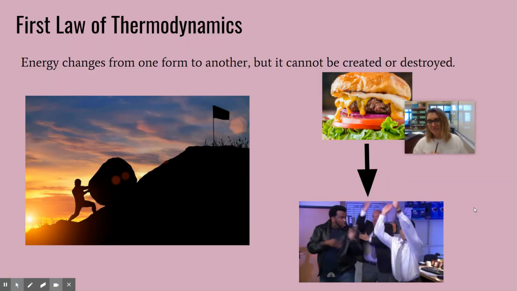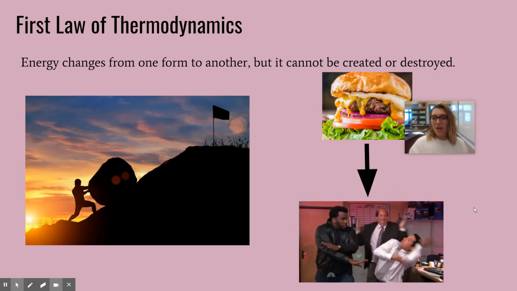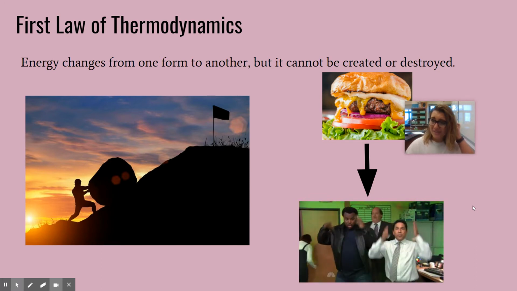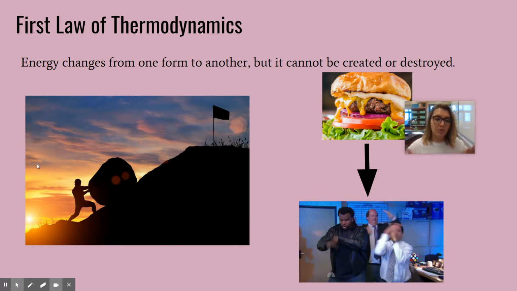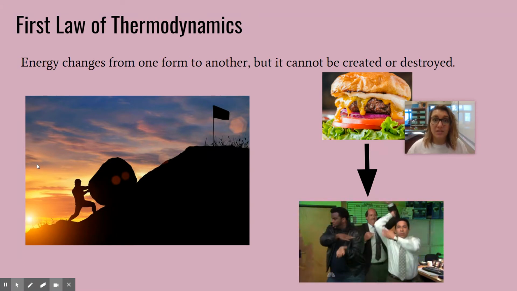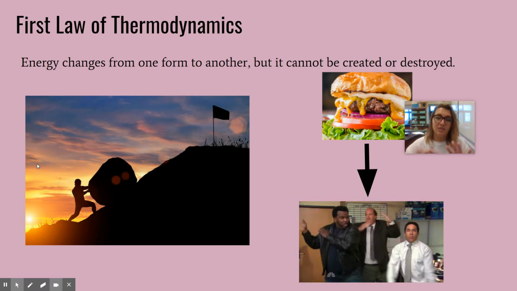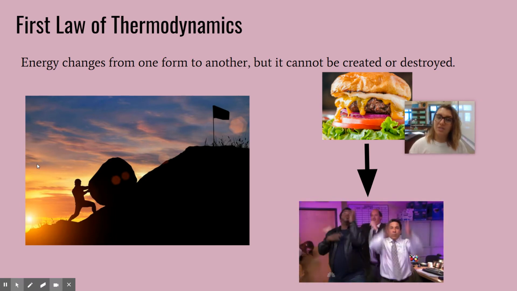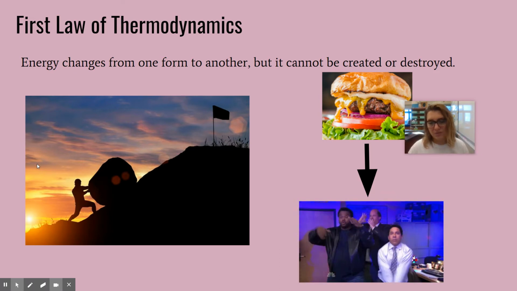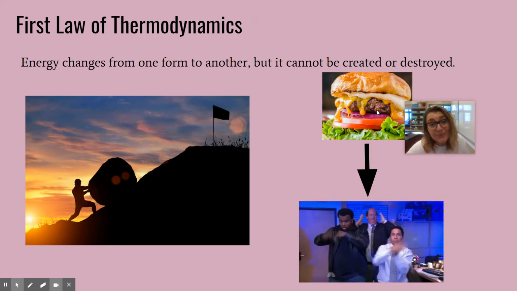So the first law of thermodynamics says that energy can change from one form to another, but it cannot be created or destroyed. So a good example of this is if you're pushing a ball up a hill, that's a type of kinetic energy. Eventually it's going to get to the top of the hill, and all of that kinetic energy used to get it up there is now potential energy. And if you were to give it a good shove, it would turn back into kinetic energy as it rolled down the hill.